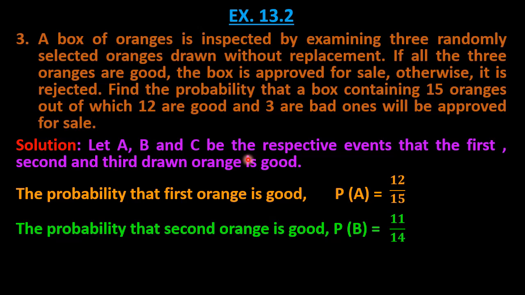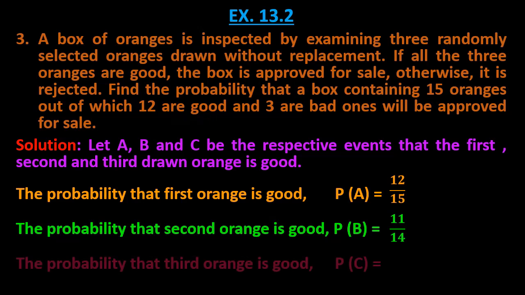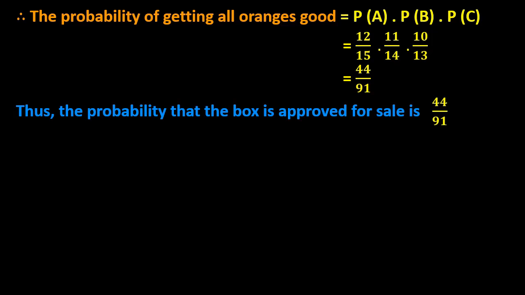Till now we have taken out already 2 oranges from the box. So remaining is 13, out of which 10 are good. Then the probability of getting the third orange good is represented by P(C), which equals 10 by 13. Since the three events A, B and C are mutually independent, therefore the probability of getting all the oranges good is given by P(A) into P(B) into P(C). So after replacing the value and simplification, we'll get 44 by 91. Thus, the probability that the box is approved for sale is 44 by 91. So this is how we solve question number 3.